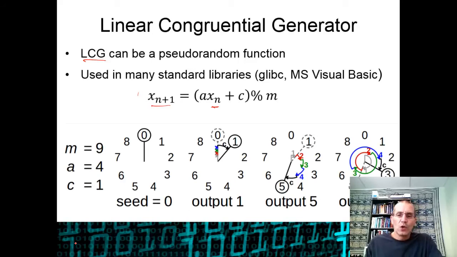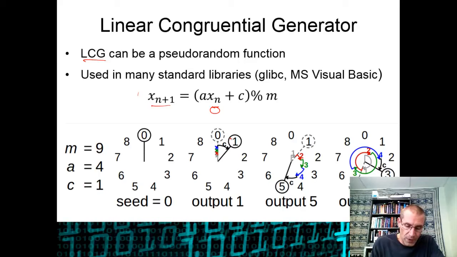So here's a quick picture of how this would work. Here we've got some constants, m, a, and c, and we've put some fairly simple values here. In practice, these tend to be much larger values. If we start off with a seed of 0, we put 0 in here for x sub n. We multiply it by a, that's still going to be 0. Add 1 to it, so now we've got a value of 1. 1 modded by 9 is going to give us 1. So the next output is going to be 1.